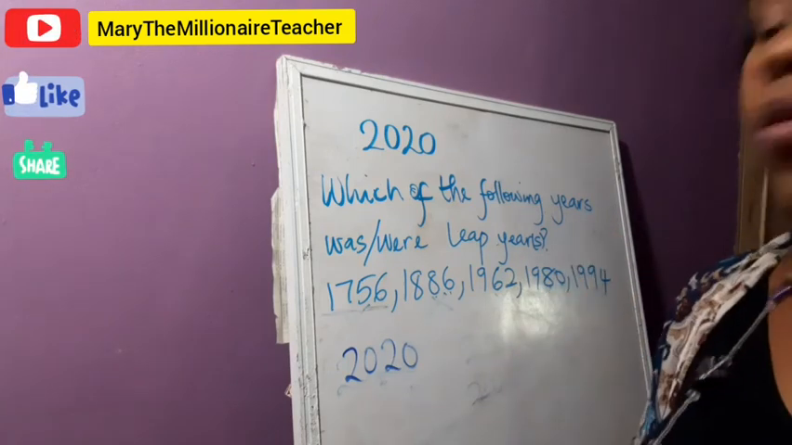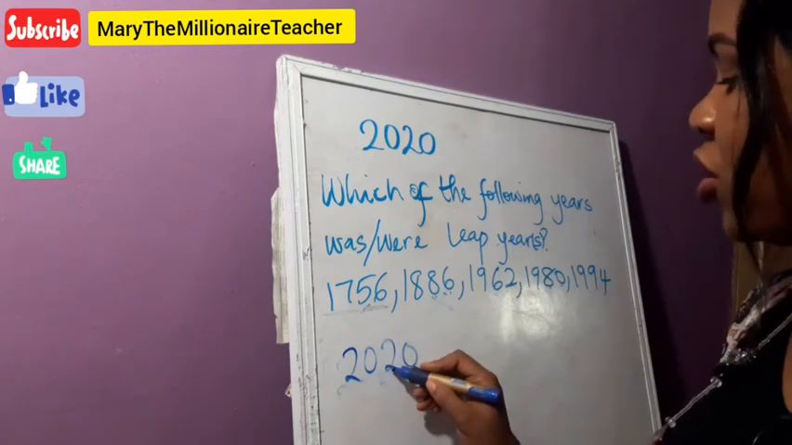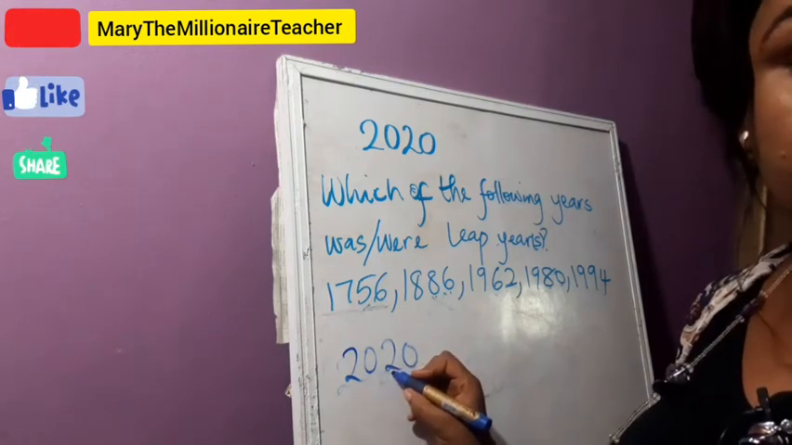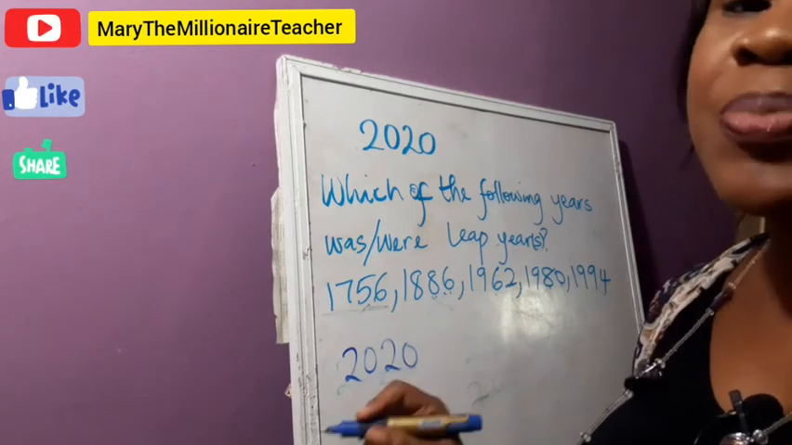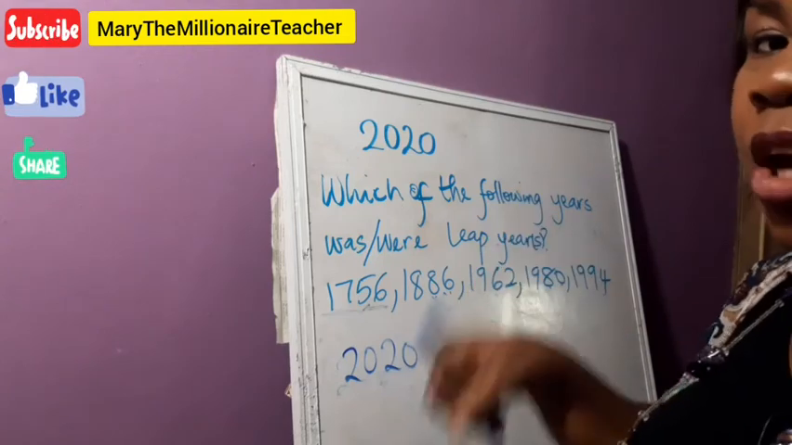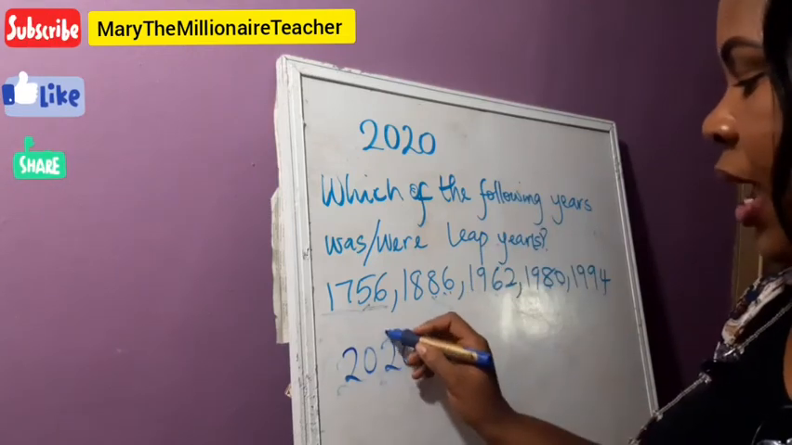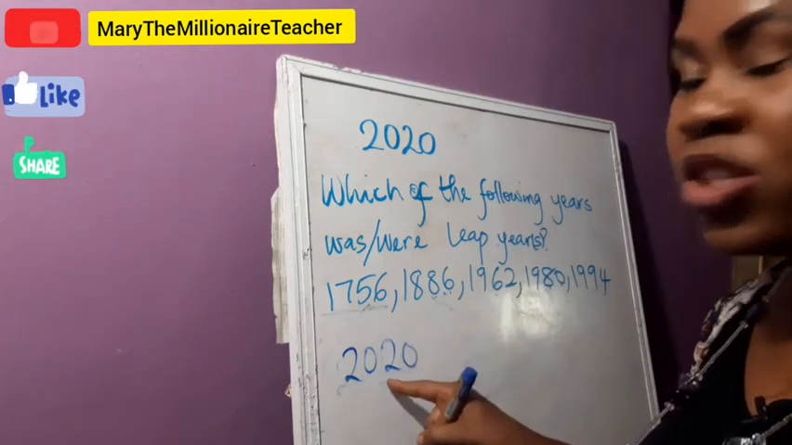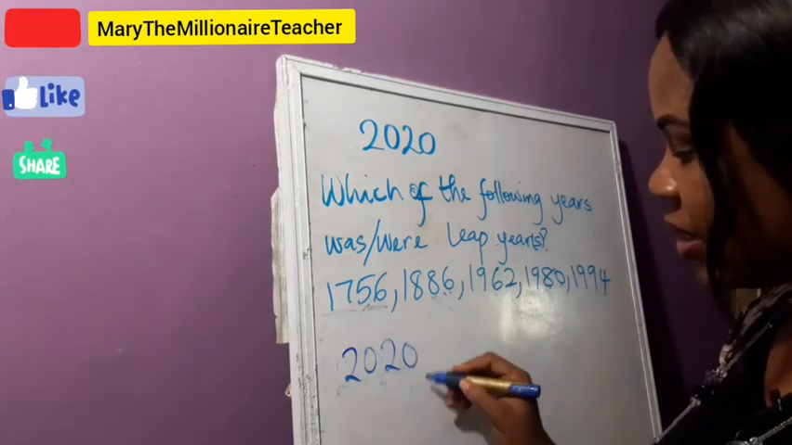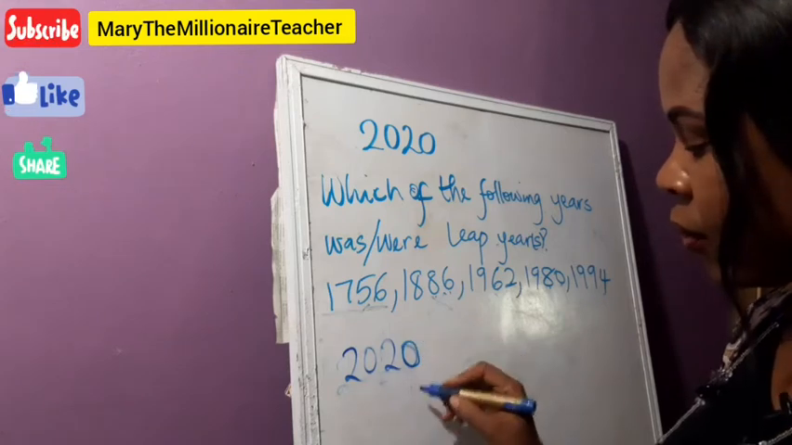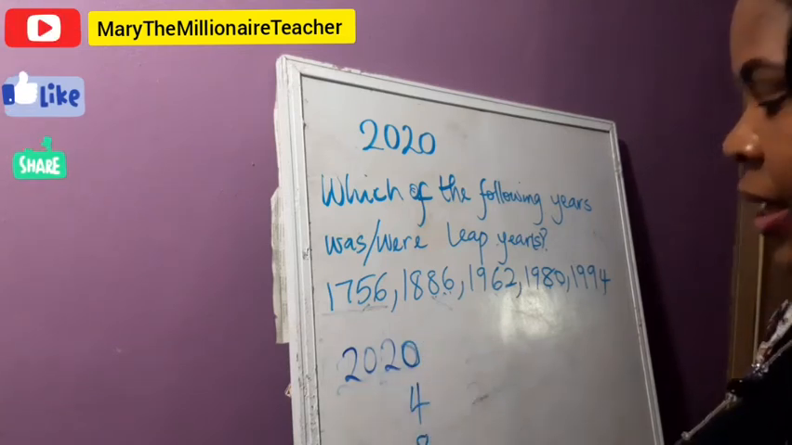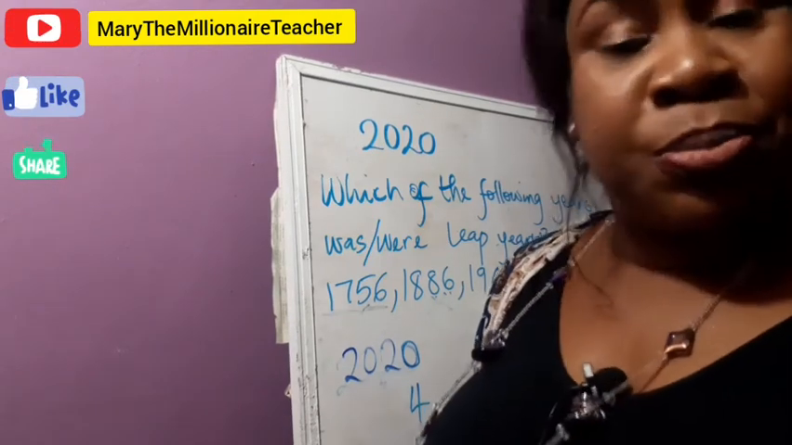Now, let's go over. When the 3rd digit is an even number, we know that every leap year would always end with an even number. But the determining factor here is the 3rd digit. When the 3rd digit is an even number and the 4th digit is a 0, a 4, or 8, then it is a leap year.